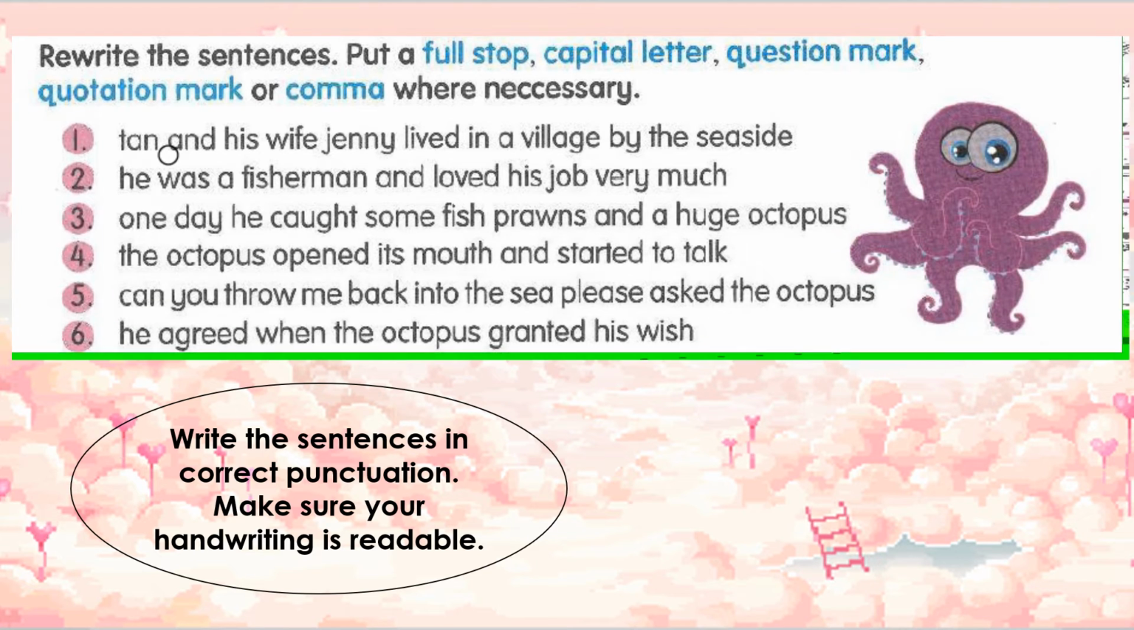Okay, we go for the first sentence. Tan and his wife Jenny lived in a village by the seaside. Okay, number 2. He was a fisherman and loved his job very much. Next. One day, he caught some fish prawns and a huge octopus.